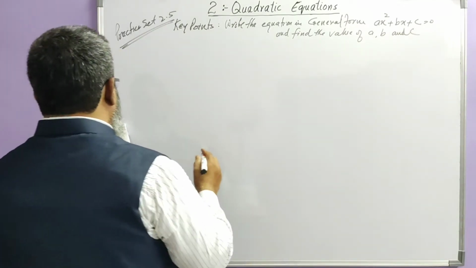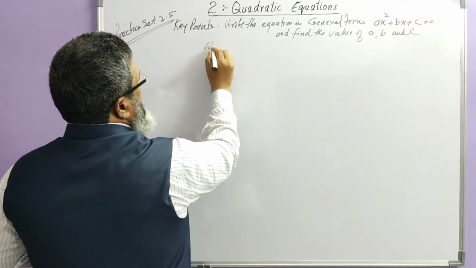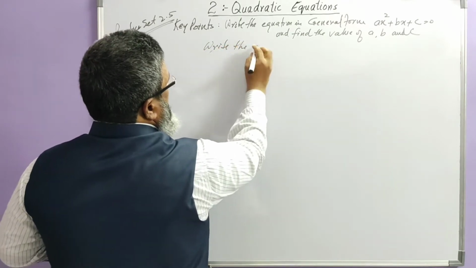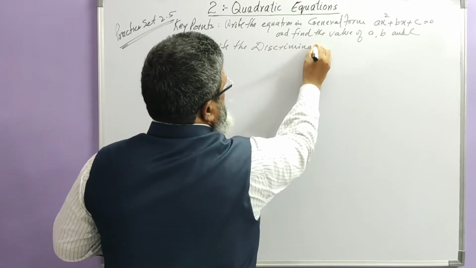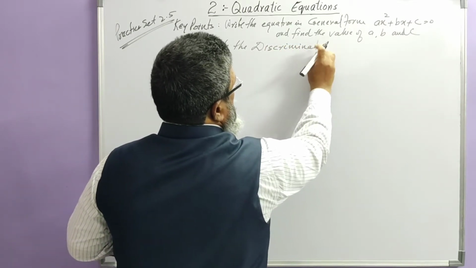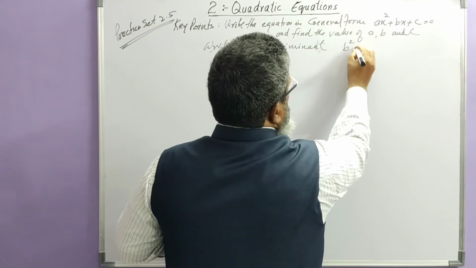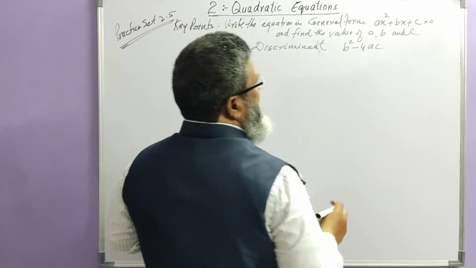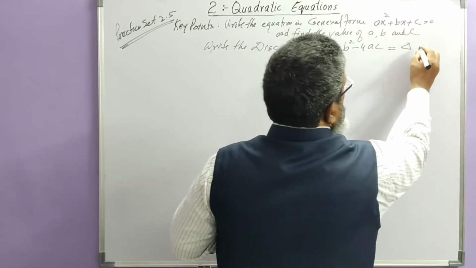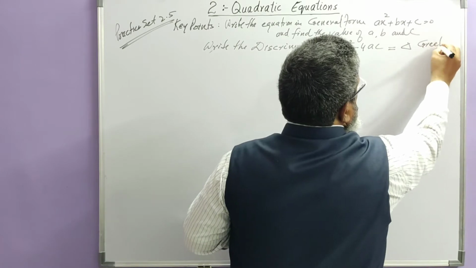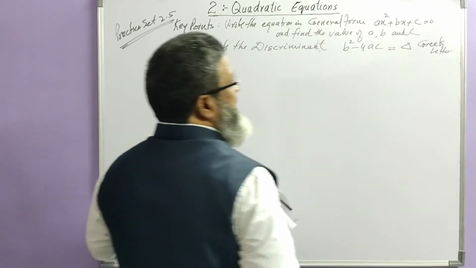Then write the discriminant. The discriminant is b square minus 4ac. It is also denoted as delta, a Greek letter.